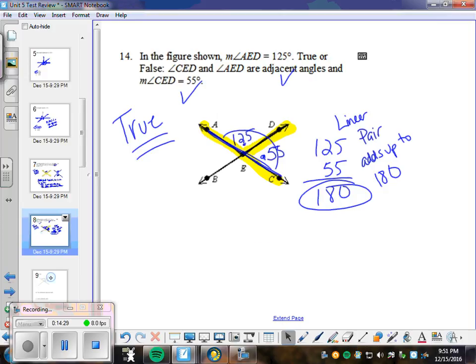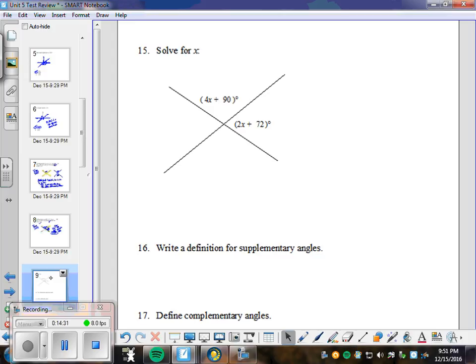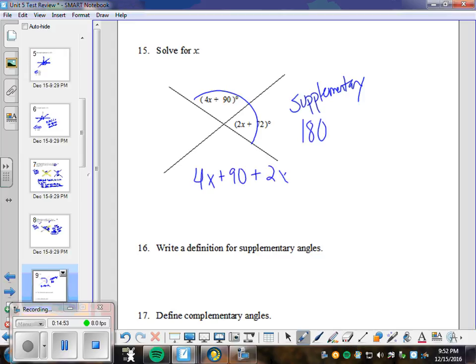Okay. 15, solve for x. What kind of angles do we have here? We have angles beside each other that make a line. So supplementary. When we have supplementary angles, we add them up to 180. So 4x plus 90 plus 2x plus 72 equals 180. So 4x and 2x is 6x. 90 and 72 is 162.